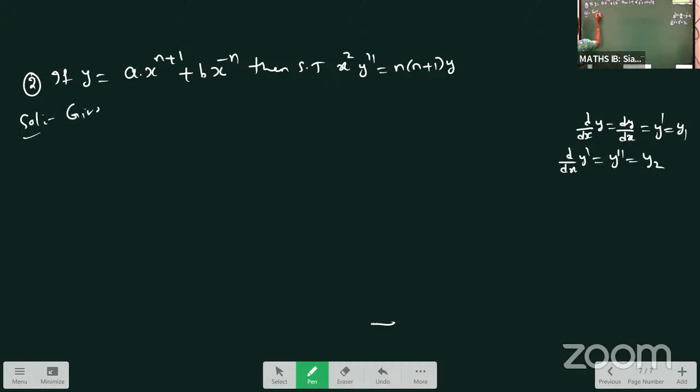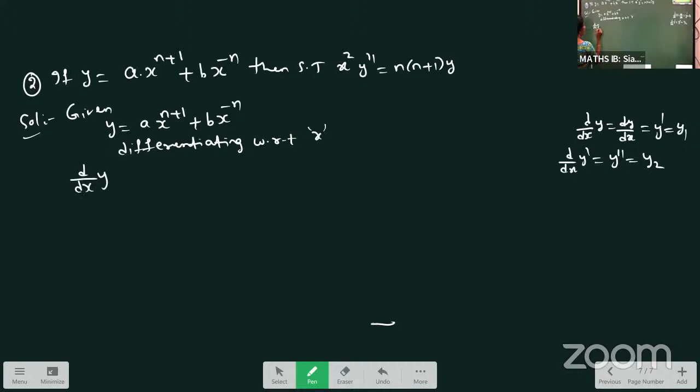Given: y is equal to a into x to the power n plus 1, plus b into x to the power minus n. First find out y dash. So directly we can write, differentiating with respect to x, d by dx of y is equal to d by dx of a into x to the power n plus 1 plus b into x to the power minus n. So d by dx of y is dy by dx.